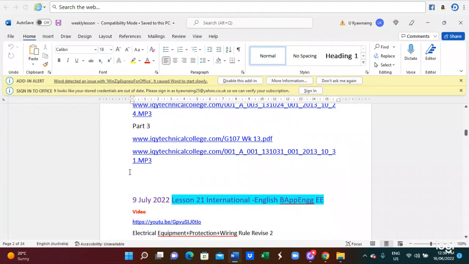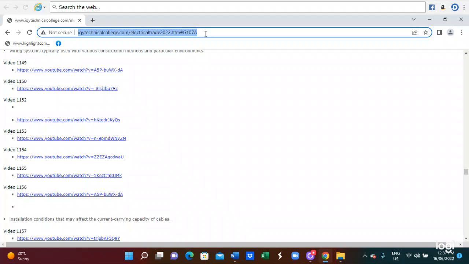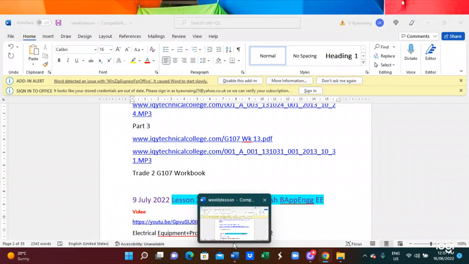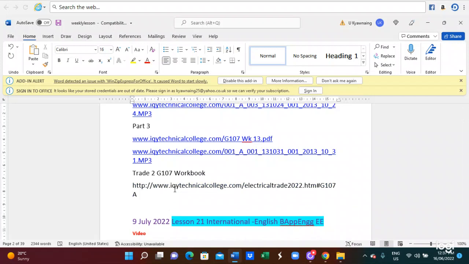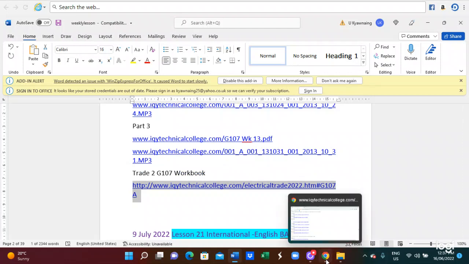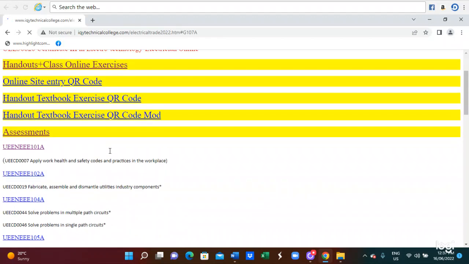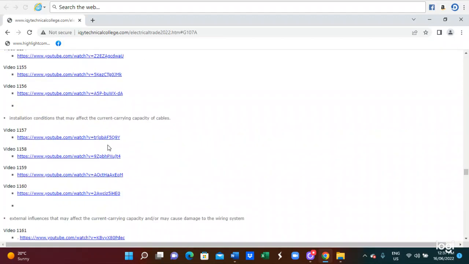This is Trade 2. G107 workbook. You need to study the G107 workbook. So the link is here. The link I give you here. So these links you have to use to get to this. These links are for you to study the G107A. So you can study the G107.